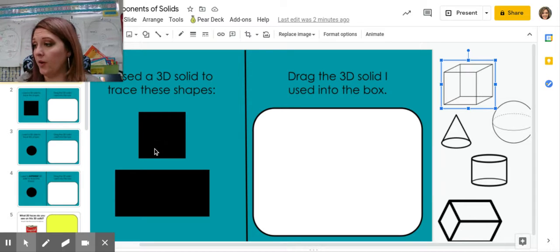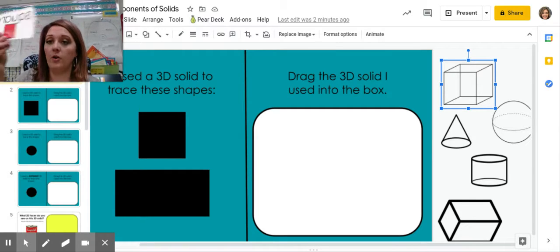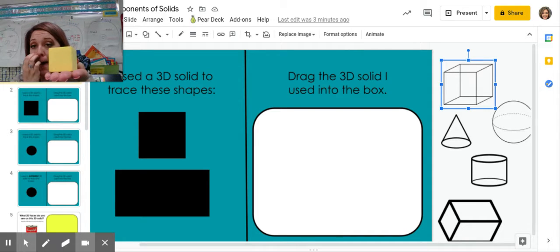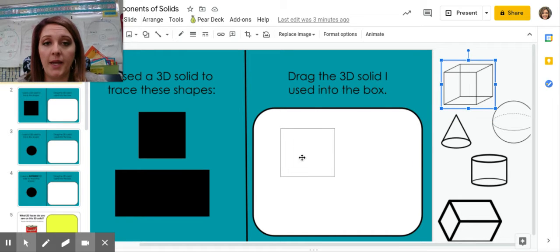That is a square, right? We've learned about our squares. So a square, and the only 3D shape that I have to choose from that has a square as a face or a flat surface is my cube. So I'm going to click on my cube and put it in the box.